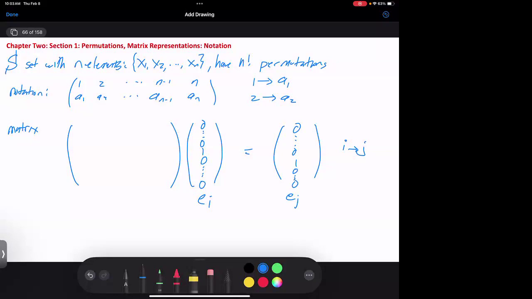So which row do we know for the matrix? We know the jth entry here is a 1. We know something about the jth row here. The jth row has to be a 1 in the ith spot, 1 in the ith spot, and 0 elsewhere. And that's because i goes to j.